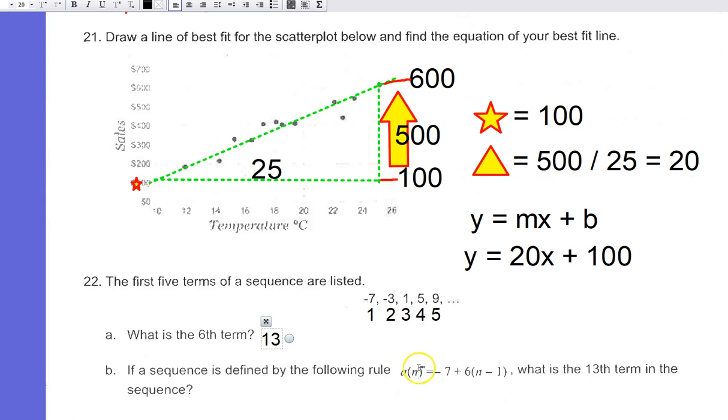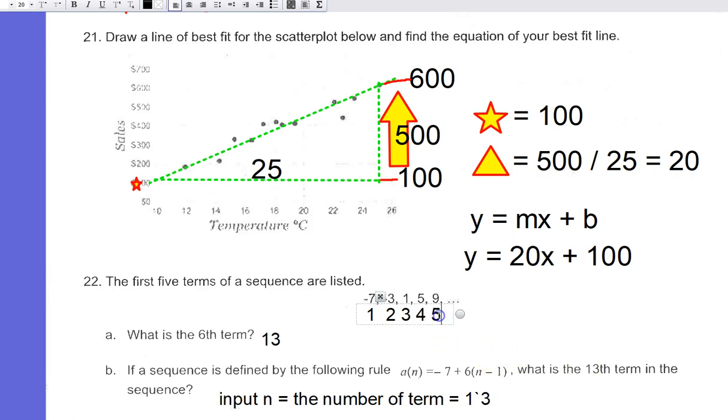Okay, now this function, a of n, is telling you that you could input n, okay, input n equals the number of term. Okay, what's the term that we're looking for? Which number of term are we looking for? Okay, it says, what is the 13? So the term number that I'm looking for is 13.